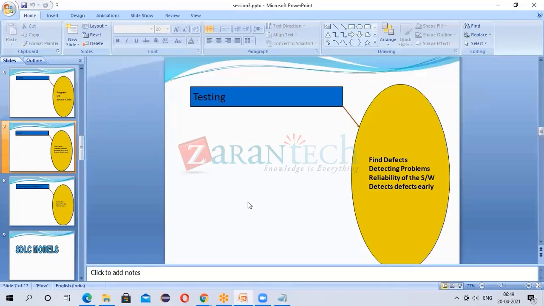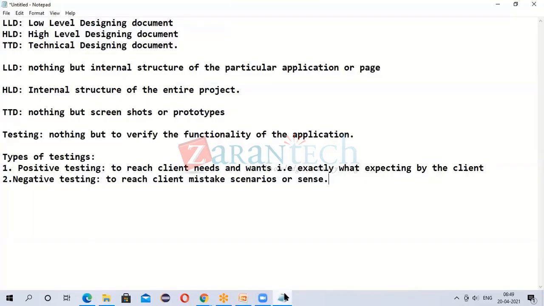So testing is to verify the part. Now, why are we doing testing? Ultimately to identify the defects. Yes, to get the defects. Ultimately to get the defects. Correct? Right.